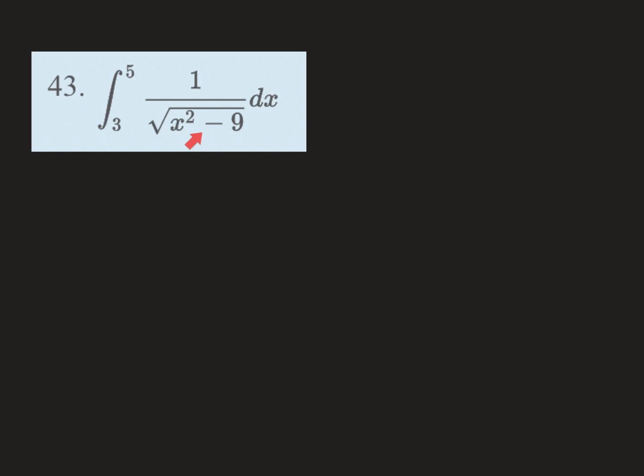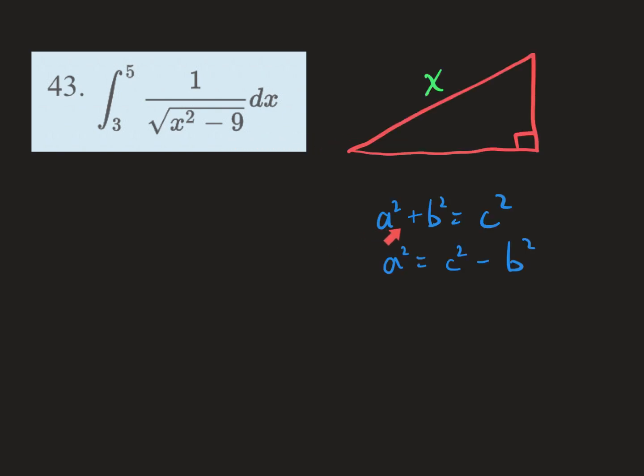Firstly, it matches none of our known formulas. Secondly, it does match our Pythagorean idea, c squared minus adjacent side squared in a right triangle. So let's draw that. With the Pythagorean theorem, if we solve for one of the sides, it'll be the square root of the hypotenuse squared minus the other leg squared, which matches our denominator. So that's how we're going to build our trig substitution in this problem.